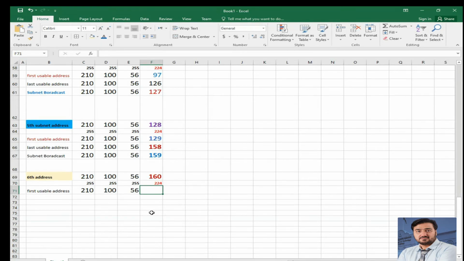161. Very good. So 161 is our first usable address. Now who will tell me the last usable address of six subnet? Last usable address of six subnet.